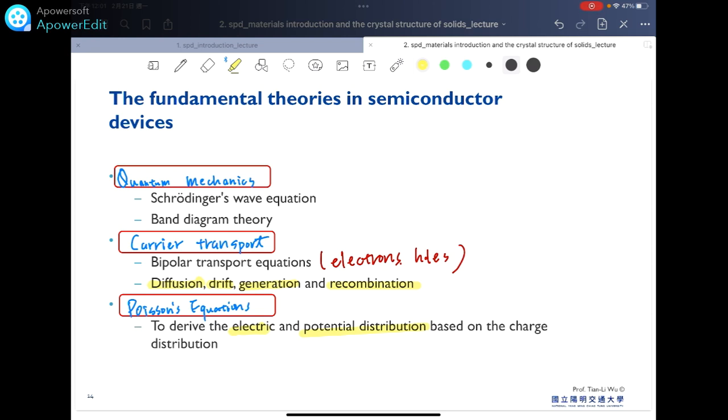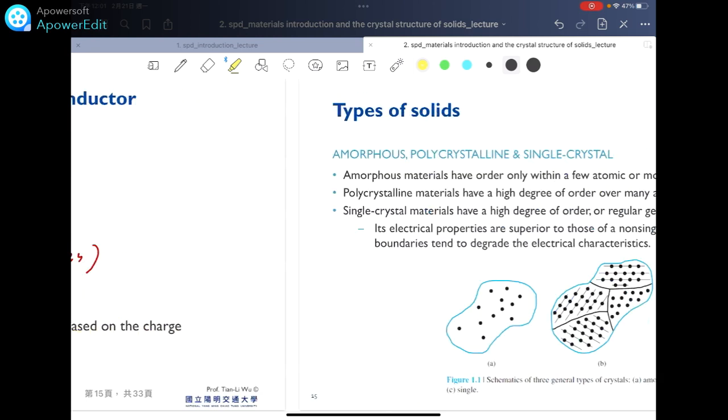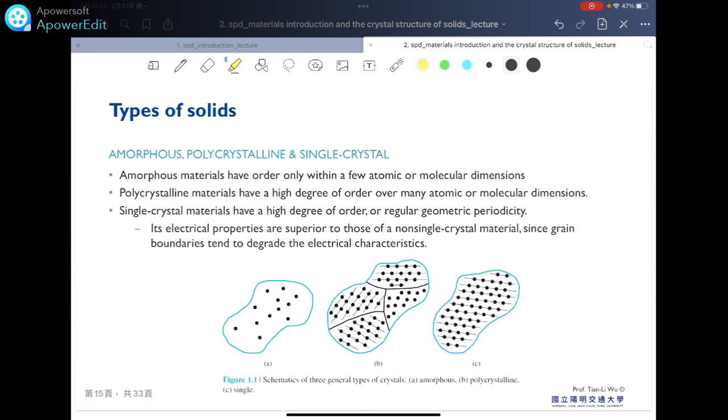They calculate a value, put it into the Poisson equation, and see whether it converges. If it converges, then stop. If it diverges, then try another value. So it's many, many iterations, in the end trying to find the best simulation result here. So these are the fundamental theories that we will also talk about. Okay, so then let's look at what kind of solids we will be interested in for our semiconductors.